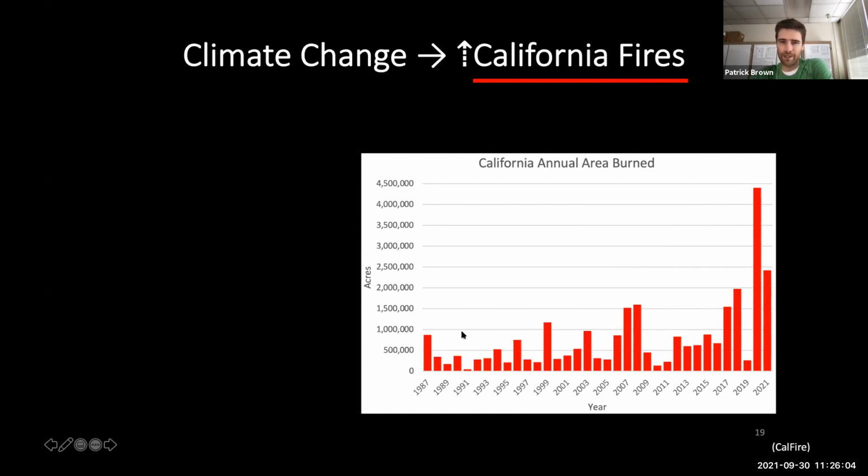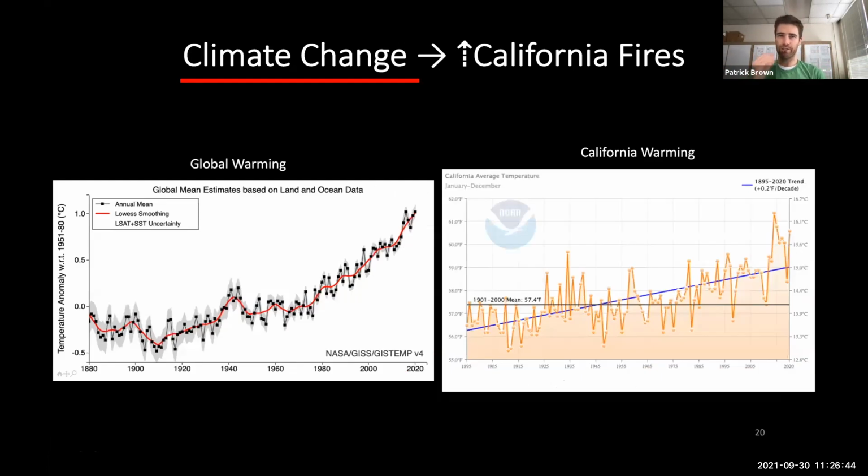It's not like it's gone up a few percent. We're talking about doubling, tripling the average area burned. So that's just to say that it is absolutely true that we've seen a long-term increase in the area of the state that's burned. And just to give you an idea of the fraction of the state, 4.5 million acres is like 4% of the state in 2020. Okay, so fires are increasing.